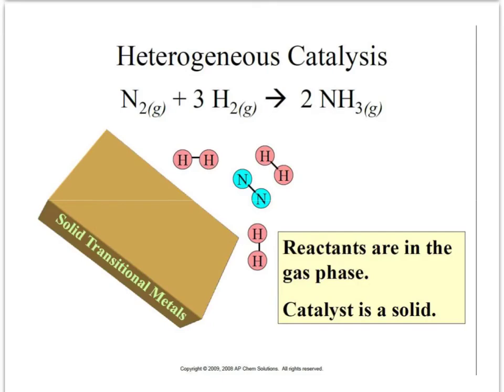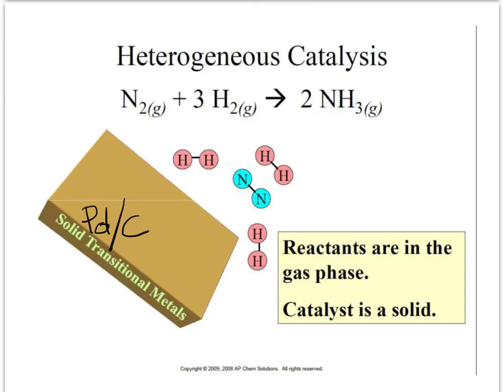One of the common ones is palladium and carbon. So palladium would be the transition metal. Carbon is just kind of a holster for it, so the palladium's mixed in with the carbon. And you've got this solid, and you just run the gaseous H2 and N2 over this solid block of palladium over carbon.